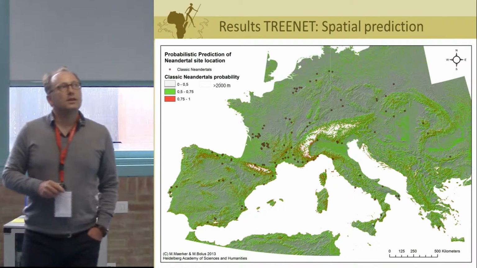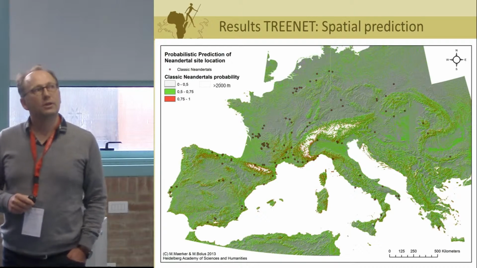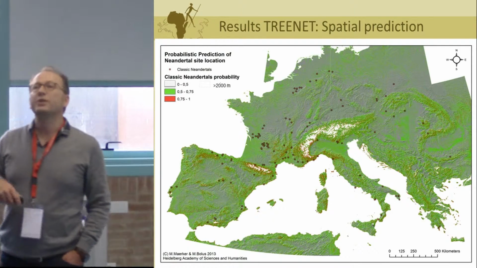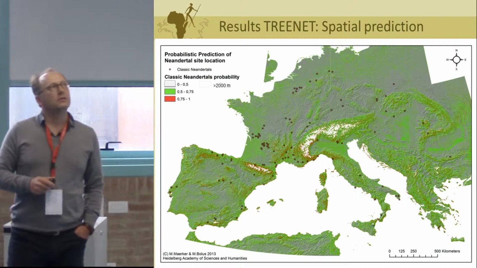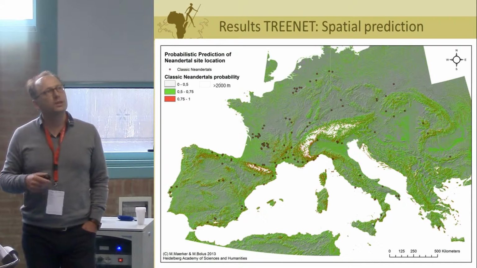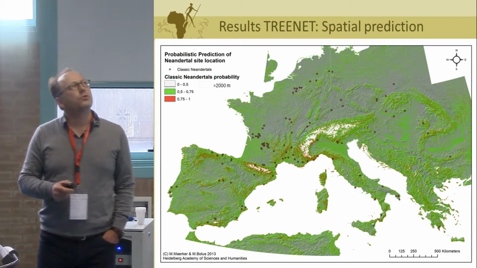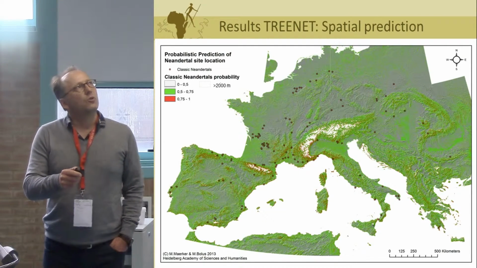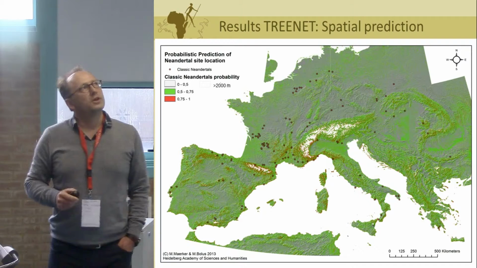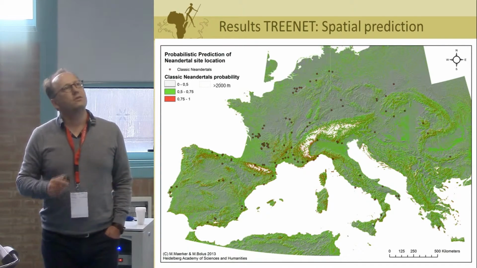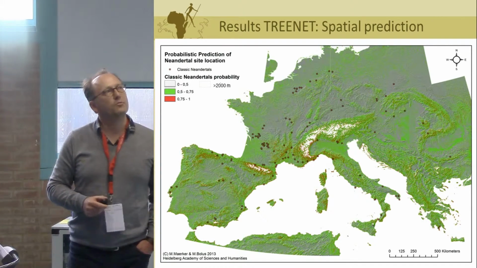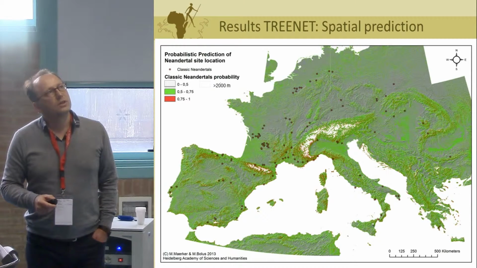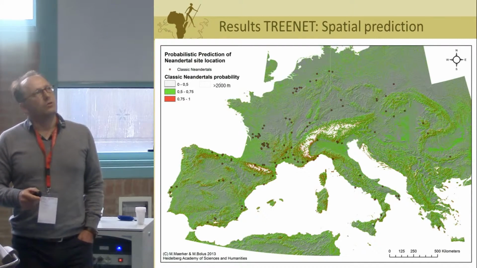So in the end, we use the model results to predict also the Neanderthal site probability. And here you have a map showing the classic Neanderthal probability. So in green, our probability is higher than 50%, in red, more than 75%. And you see the distribution around Europe.